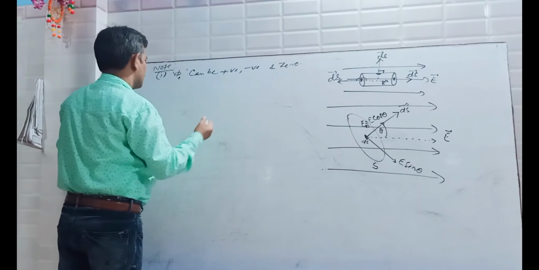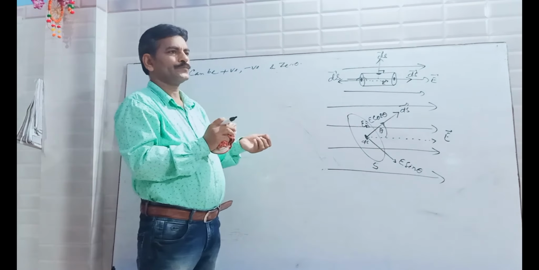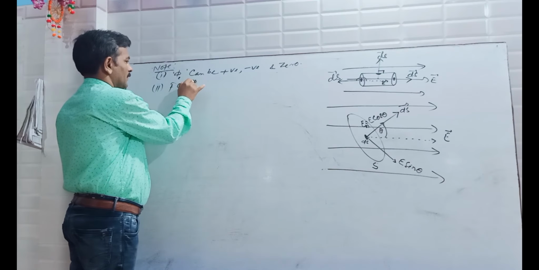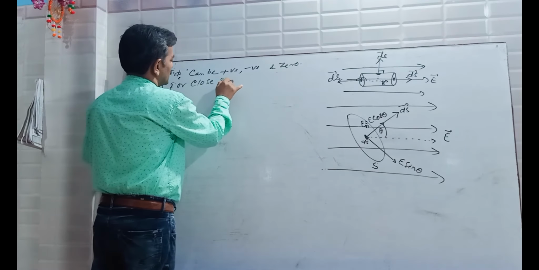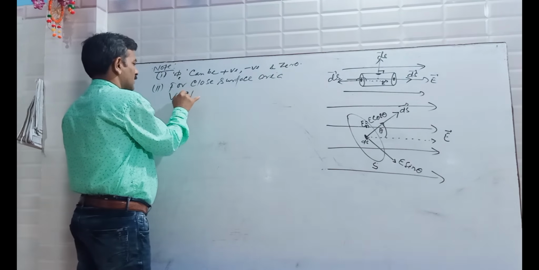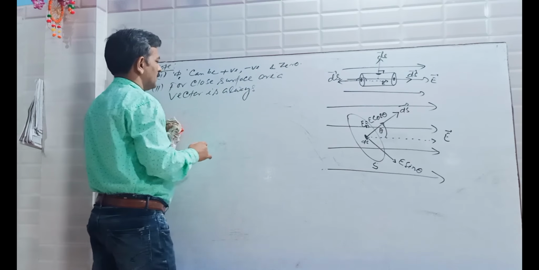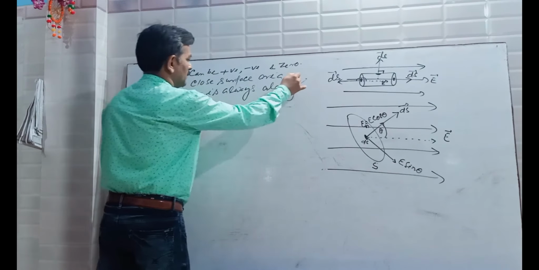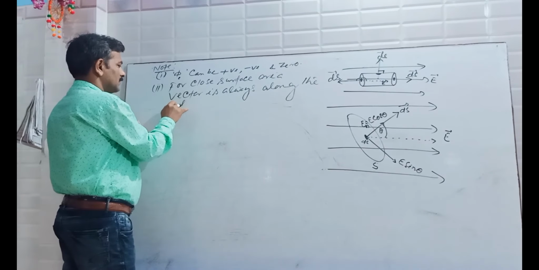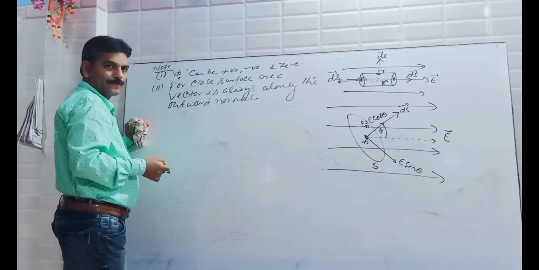Then you write in note 2: for a closed surface, the area vector is always along the outward normal. I have already told. Along the what? Outward normal. Okay?